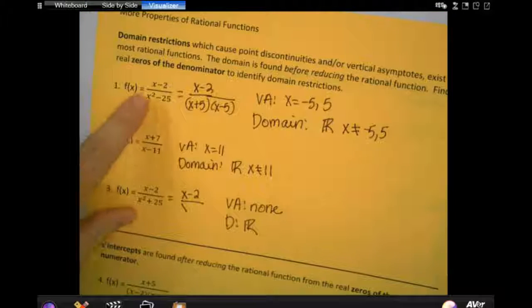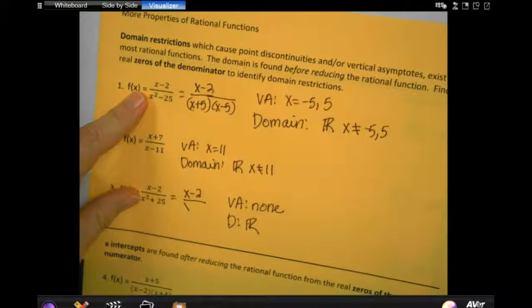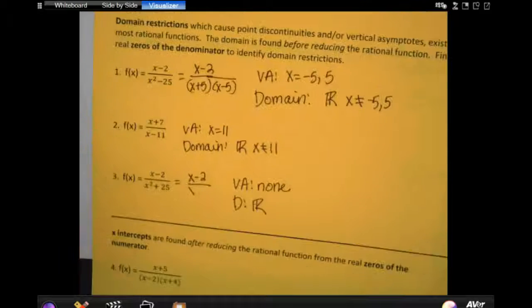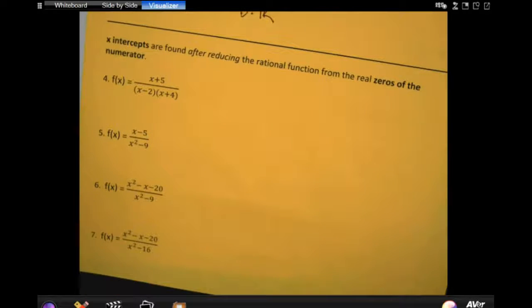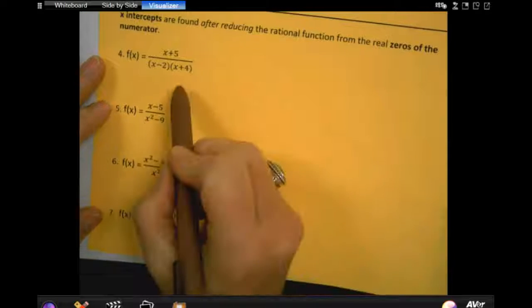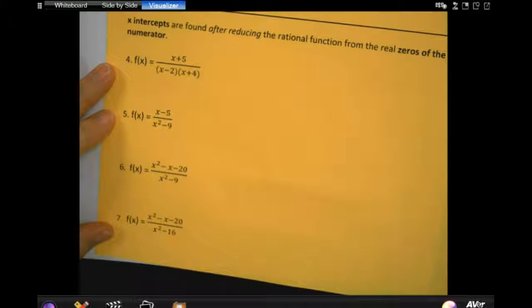So the domain is the only thing you're going to do before you cancel things. Everything else you do after you cancel. All right? So the domain is before you cancel, but the x-intercepts and everything else is after you do your canceling. So to find the x-intercepts, I use the bottom to find the vertical asymptote. I'm going to use the top to find the x-intercept.